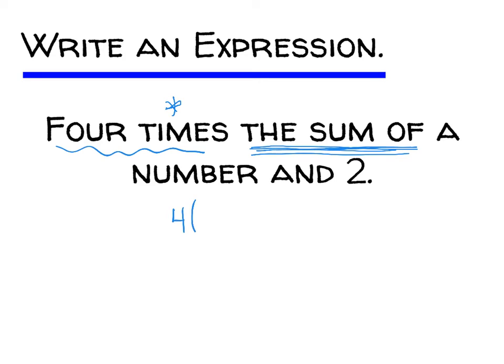So 4 times, here's my parentheses, the sum of, then we have a number, there's my variable, and 2. So the sum means I need to add those numbers together, and I have a 2 in here as well. So your expression is just 4 times the quantity of x plus 2.